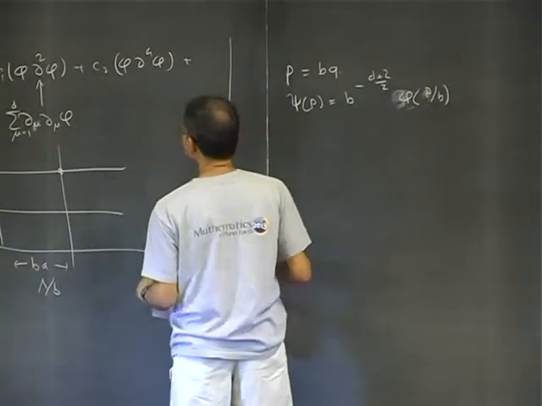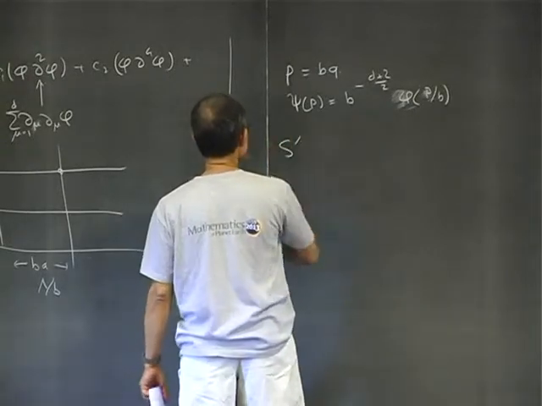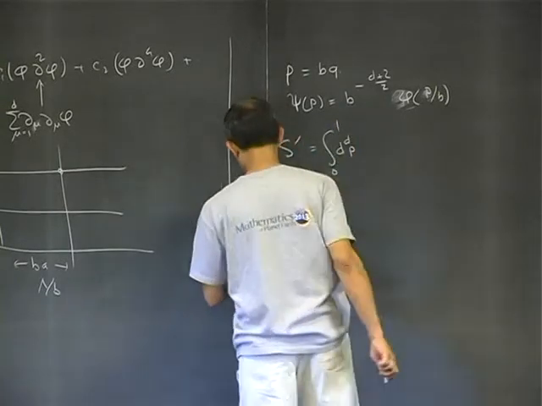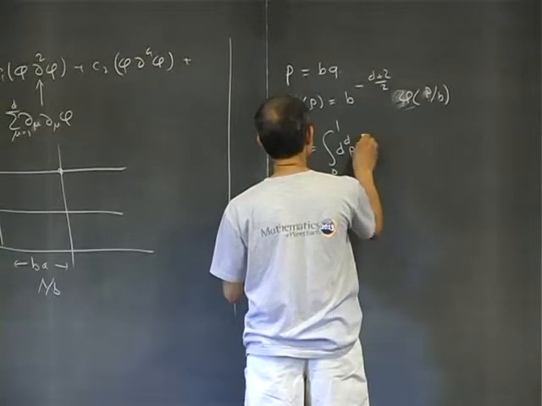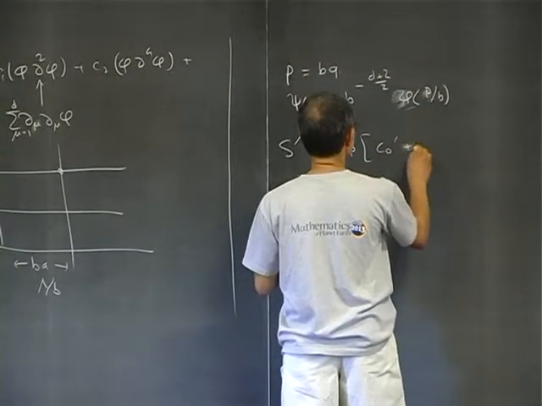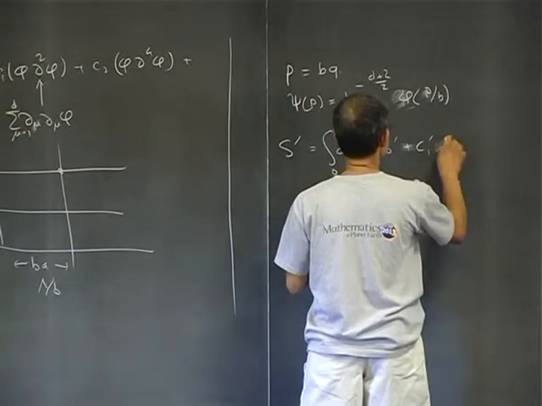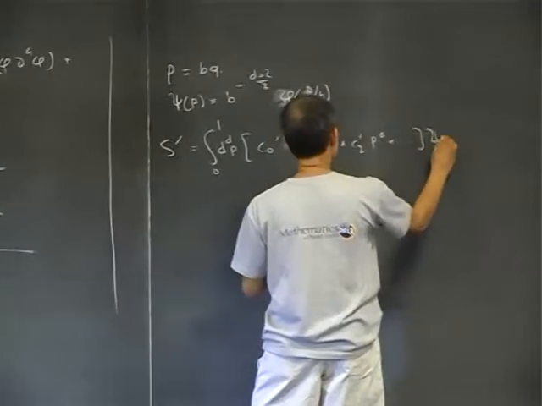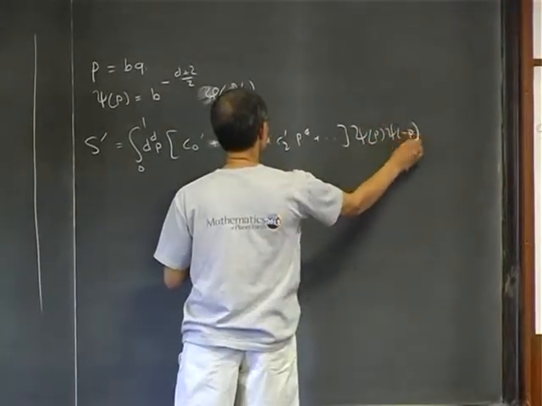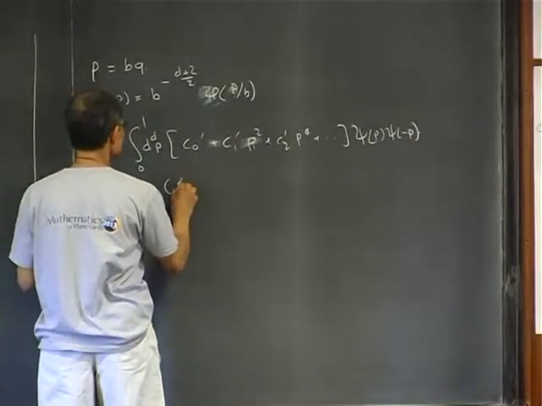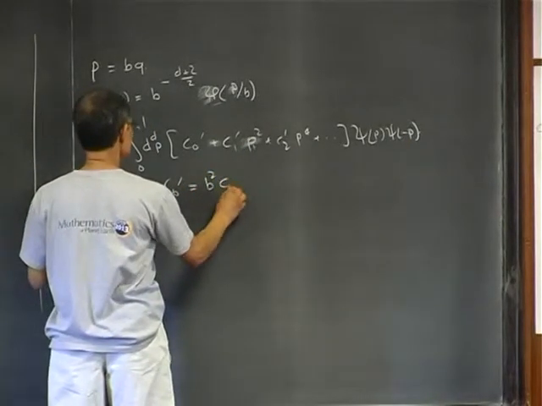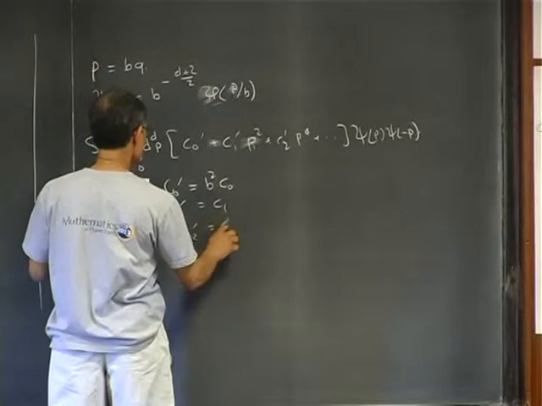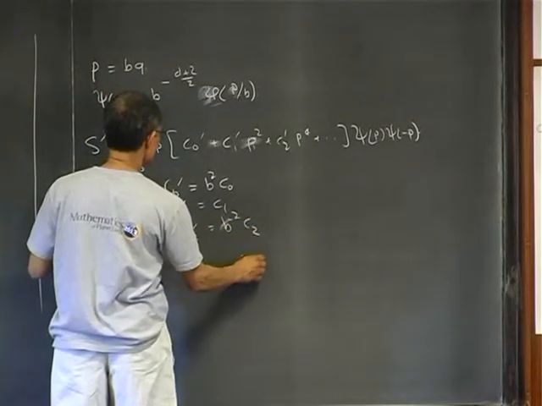And we derived that the new action, I'll call S prime, has exactly the same form as the original action, with C0 prime plus C1 prime P square plus C2 prime P fourth and so on, with psi of P and psi of minus P. And by choice, we had C0 prime is B square C0, C1 prime equal to C1, C2 prime equal to B to D minus C2, and so on.